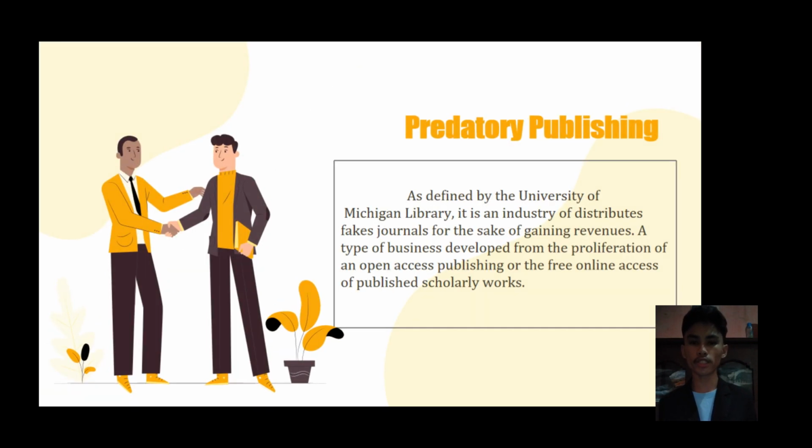So, predatory publishing, as defined by the University of Michigan Library, is an industry that distributes fake journals for the sake of gaining revenues. It is a type of business developed from the proliferation of open access publishing or the online free access of published scholarly works.